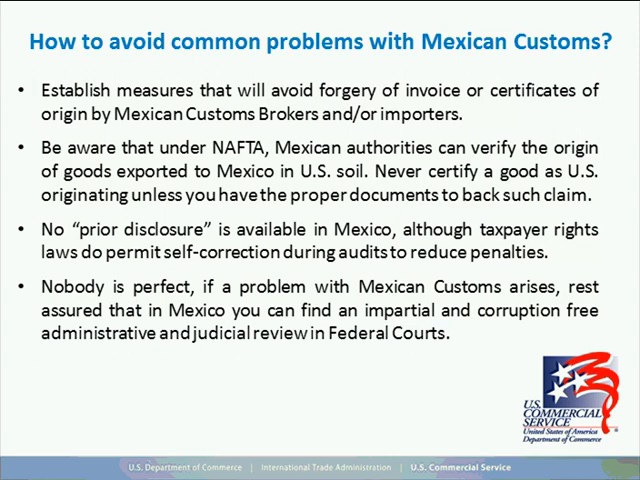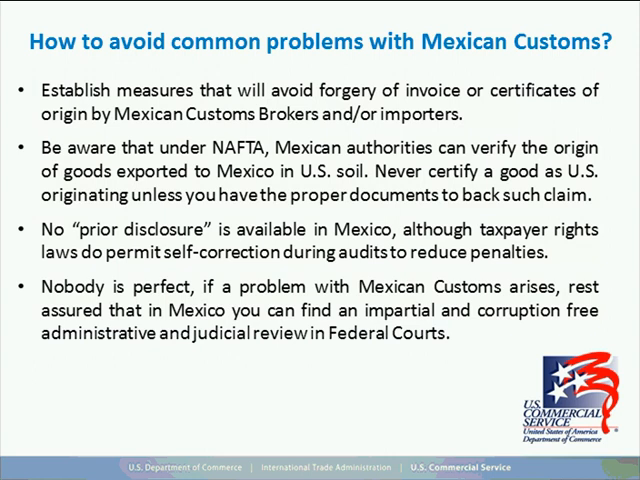Also, in the U.S., there's prior disclosure. In Mexico, this does not exist. It is not available. So if you go to the Mexican customs authorities to disclose your problems, it will not avoid any liability. It will most probably cause an audit or a verification. It's not like the U.S.